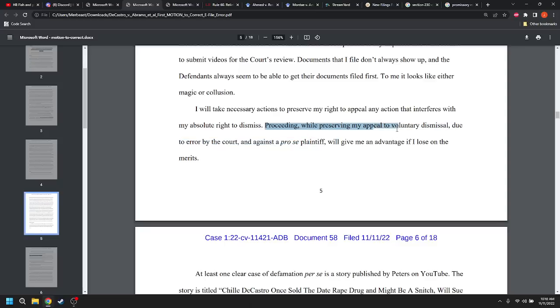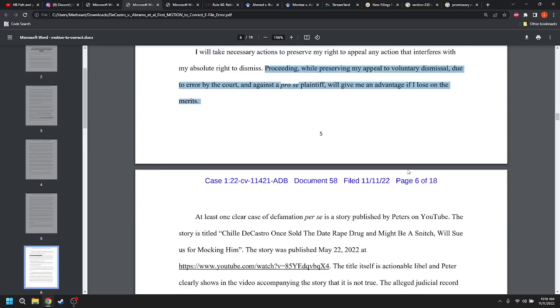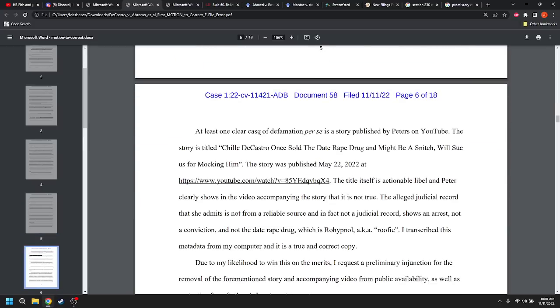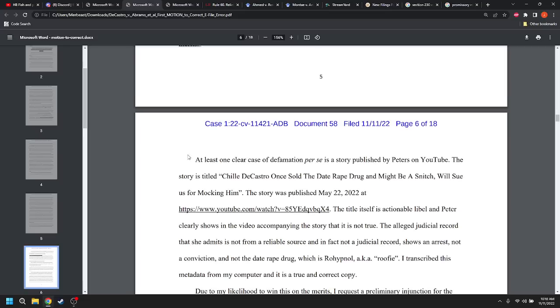Proceeding while preserving my appeal to voluntary dismissal due to error by the court and against pro se plaintiff will give me advantage if I lose on the merits. No, it won't. No, it won't. Your appeal is shit. And yeah, good luck. So now he's going to argue the underlying merits of the case, I guess.